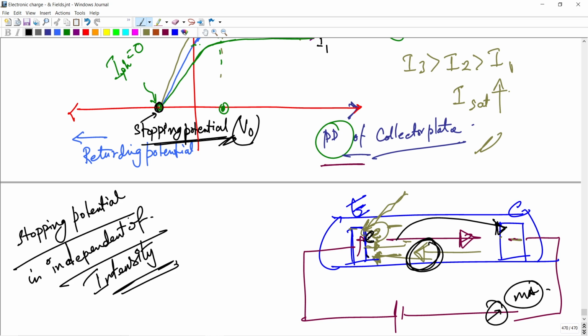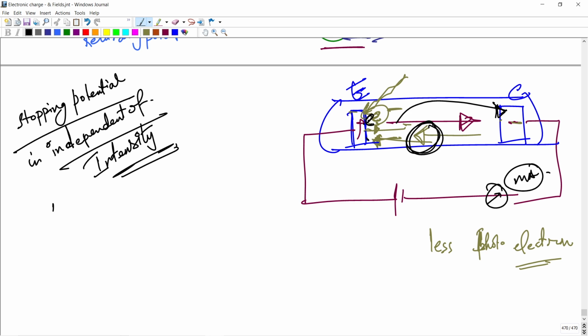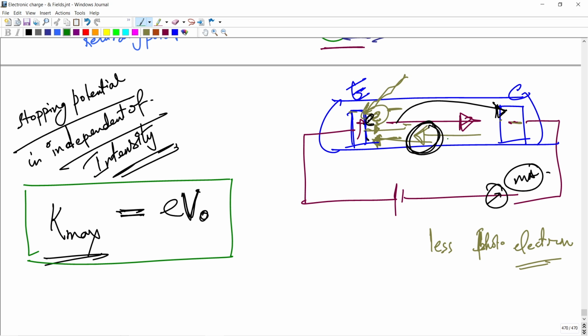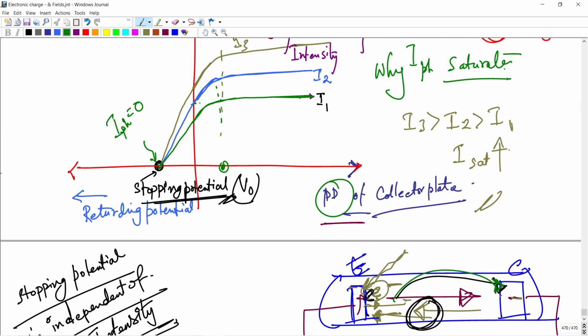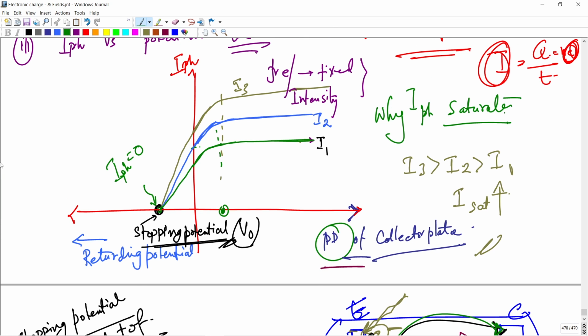Here only one electron, whose kinetic energy is maximum, K max, overcomes the last stopping potential. Just one electron overcomes that push and reaches the collector plate, and we get some current. Only one electron. This diagram actually represents some conclusions.